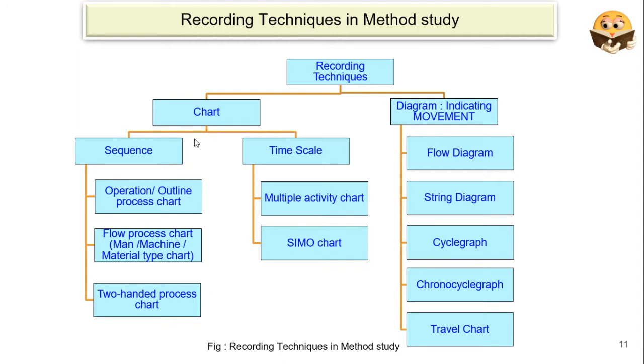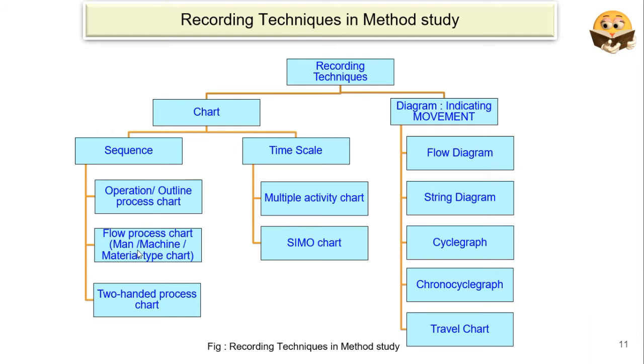Charts are the most popular method of recording the facts. So great care is to be taken in preparing the charts so that the information shown is easily understood and recognized. The following information should be given in the chart. Charts are of two types: those which give the sequence, and time scale charts. Sequence charts are popularly known as the operation process or outline process chart.